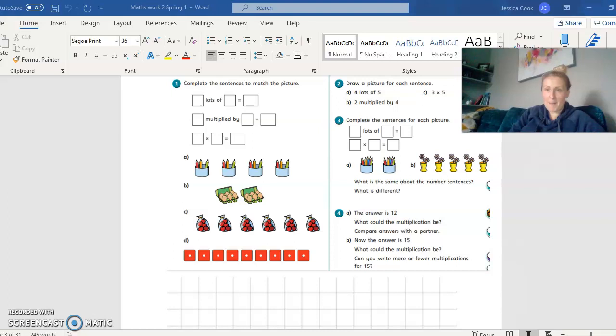This is our maths lesson today, and I just want us to have a look at what you did last week on Friday. So we had a look here at these sentences to match pictures. What you needed to do was look at each of these pots of pencils and fill in these boxes here. I gave you the answer sheet, but I just want to run over this first part here before we move on to the next lesson.